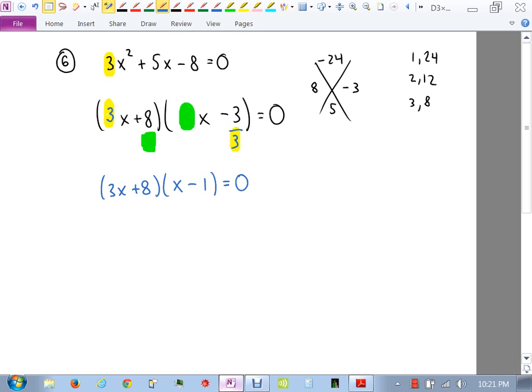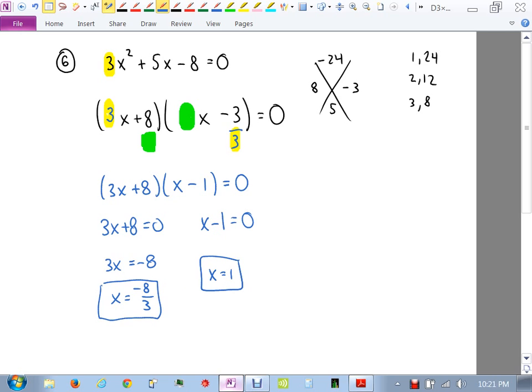equals 0. Set each of these factors equal to 0. You get, over here, subtract 8 from both sides, divide by 3. Over here, just add 1. So negative 8/3 and 1. All right, moving along here. This is going a little faster than I thought. Number 7.